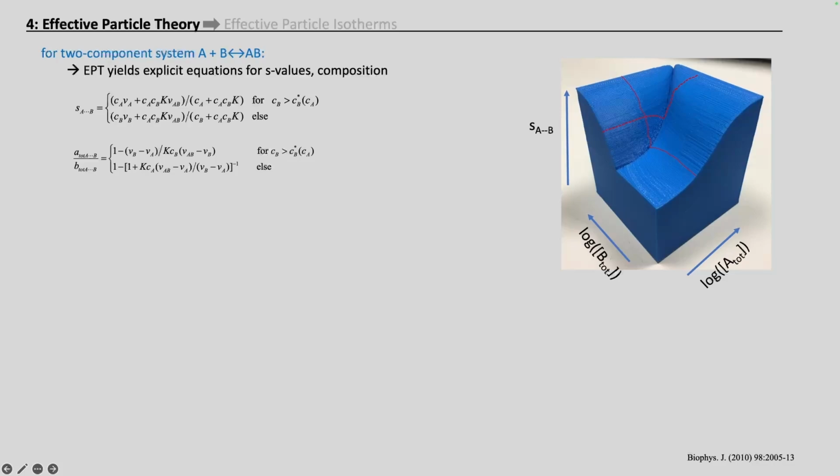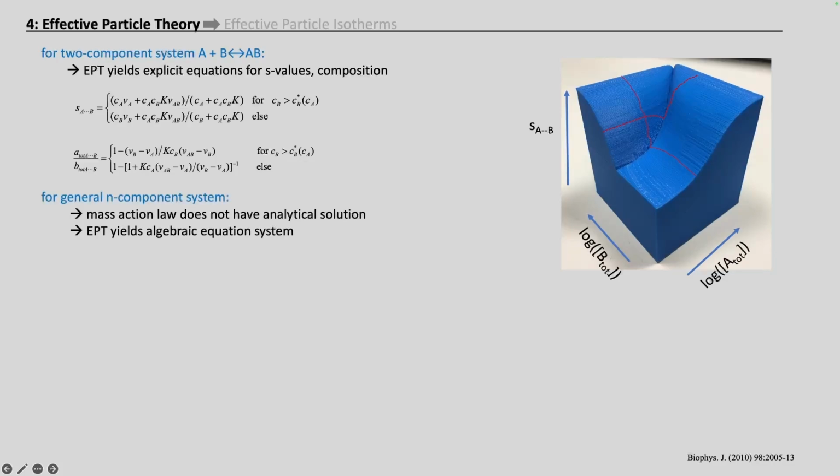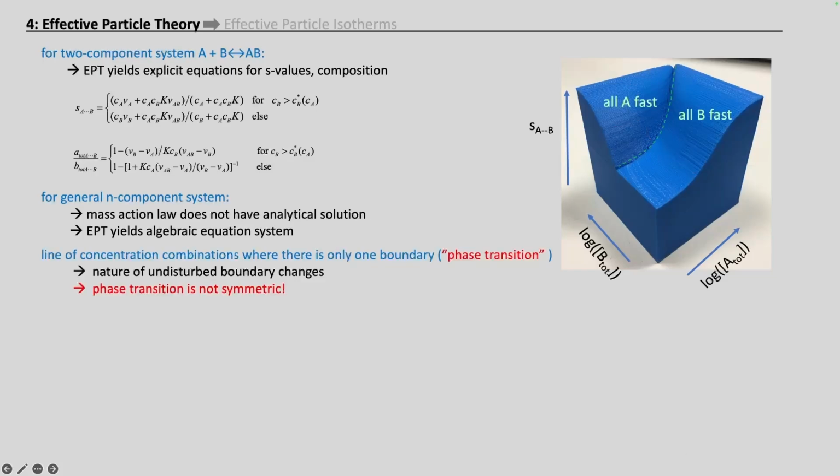For general n-component systems, there are no closed-form analytical solutions. But we can solve the algebraic equation system easily enough. One very interesting feature is that the equations break apart into different cases. And ultimately this is because the reaction boundary cannot sediment slower than the free form of the faster of the two components. Now, all points in this line describe where the loading concentrations are just perfectly combining to produce effective particles without any undisturbed boundary. Above and below this line, the nature of the undisturbed boundary changes. We call this line a phase transition.